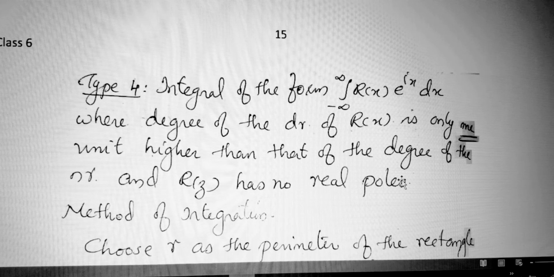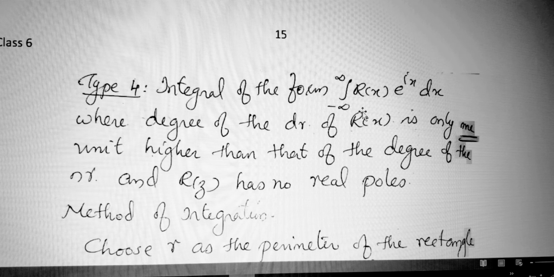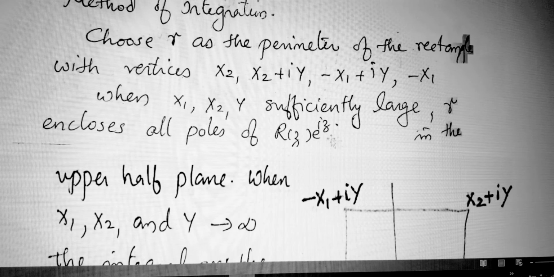Hi, now we are studying how to evaluate definite integrals of type 4, which is integrals of the form integral from minus infinity to infinity r of x into e raised to ix dx, where the degree of the denominator of r of x is only one unit higher than the degree of the numerator, and r of z has no real poles. Method of integration.